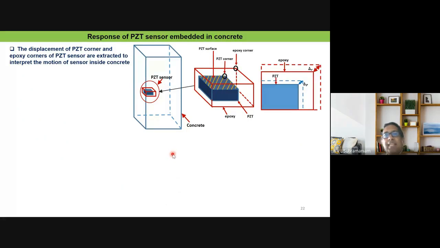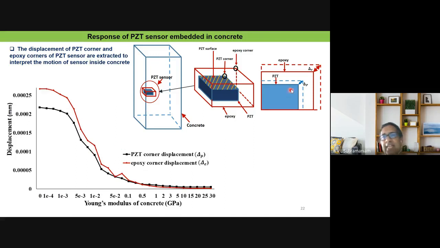Then we wanted to understand what happens when we put this PZT patch into the concrete and let the concrete age around it. Aging means that it's gaining in elastic Young's modulus. What we're tracking here is the displacement of the epoxy. This is the epoxy, this is the PZT. We're tracking the displacements of the corner of the epoxy. This is the boundary of the sensor, and this is the PZT patch inside, with a layer of epoxy around it. This is the displacement that we track of the epoxy around the PZT, and this is the displacement of the corner of the PZT.